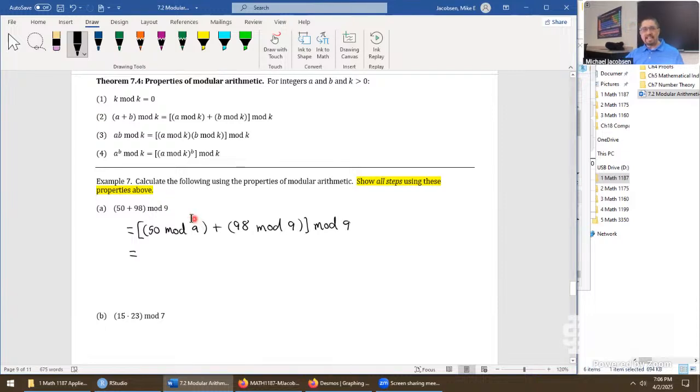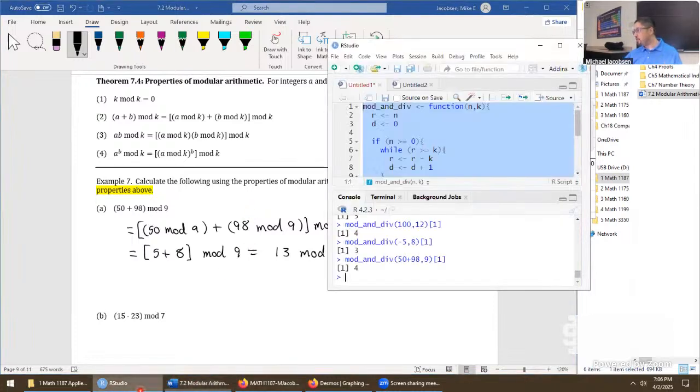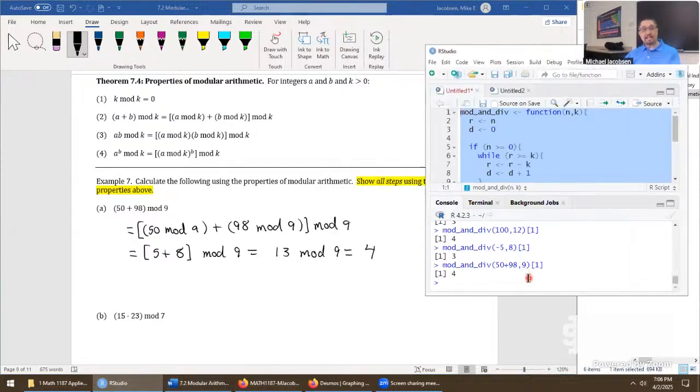So let's look into this one. 9 times 5 is 45, 5 short of 50, so 50 mod 9 is just 5. 9 times 11 is 99, too far. 9 times 10 is 90, so that tells us we get 8 from 98 mod 9. So now we're at 5 plus 8 mod 9, which becomes 13 mod 9. 13 mod 9 is in fact 4. 9 goes into 13 just once with a remainder of 4. And double checking, that is exactly what we got.